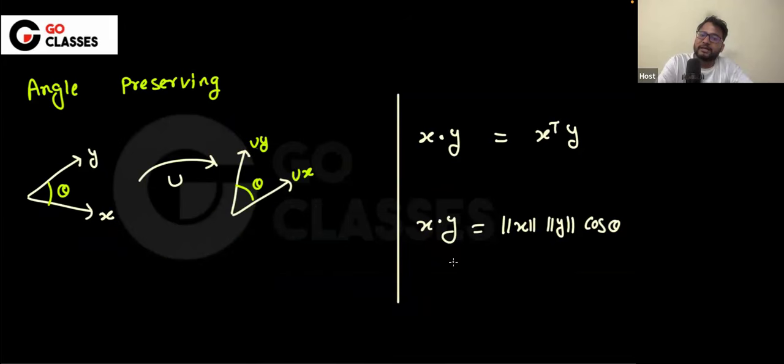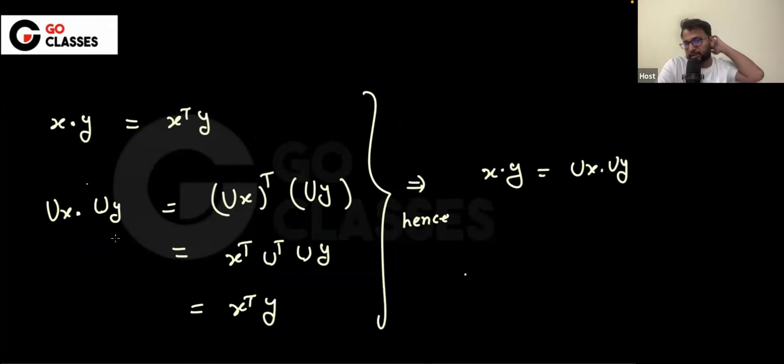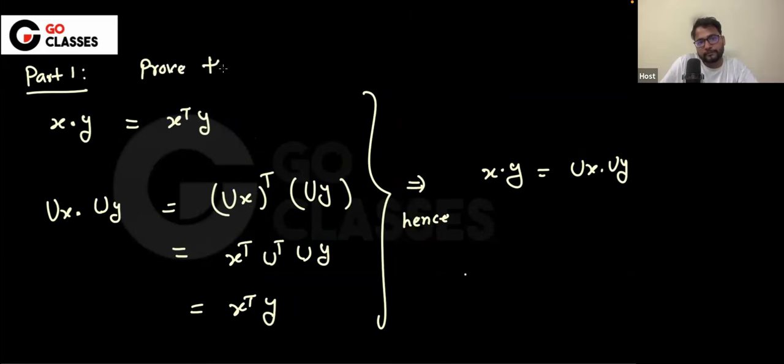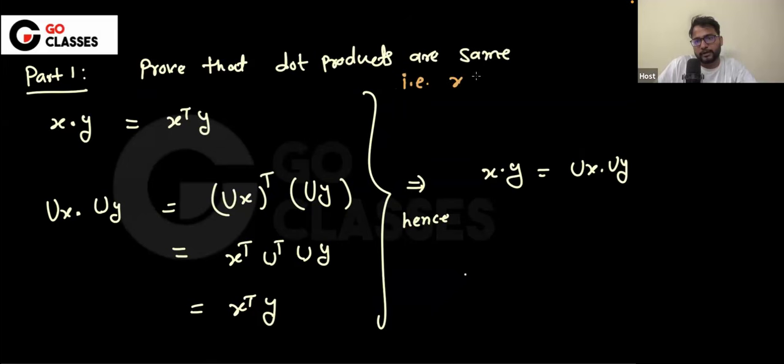One definition is this, second definition is this. Now, using the first definition, we have proved that the dot products are same. So part one, prove that dot products are same, that is, x dot y is equal to ux dot uy, right? So this is the part one.